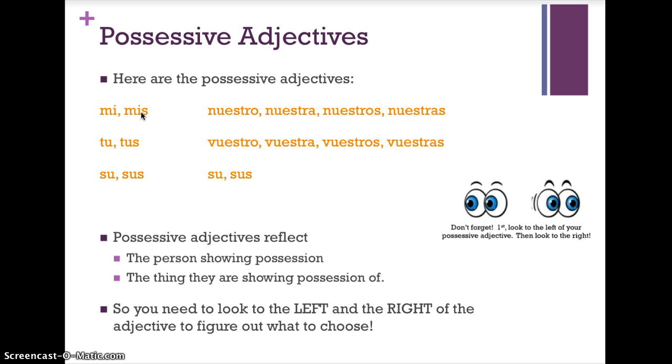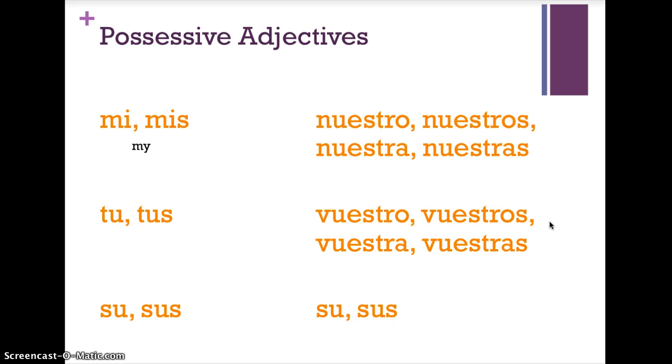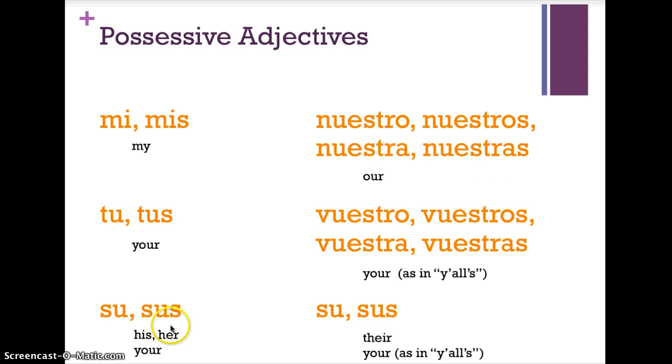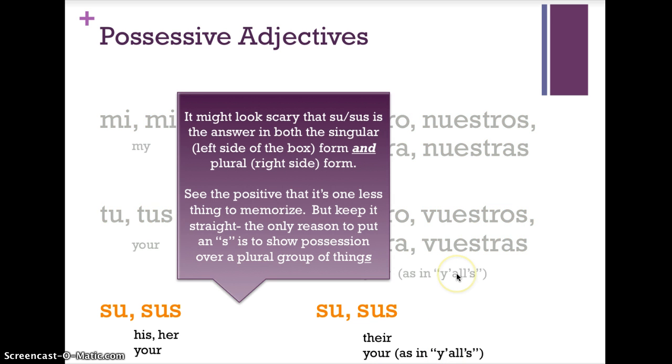Possessive adjectives reflect the person showing possession and the thing they are showing possession of. So you need to look to the left of the possessive adjective and to the right to make sure that you're taking care of everything. So this is just what those different possessive adjectives mean. And in this case, this is the informal your, and this is the formal your, so that's tu and that's usted. And this is the informal y'all, and this is the formal y'all's. Y'all's up here as well.